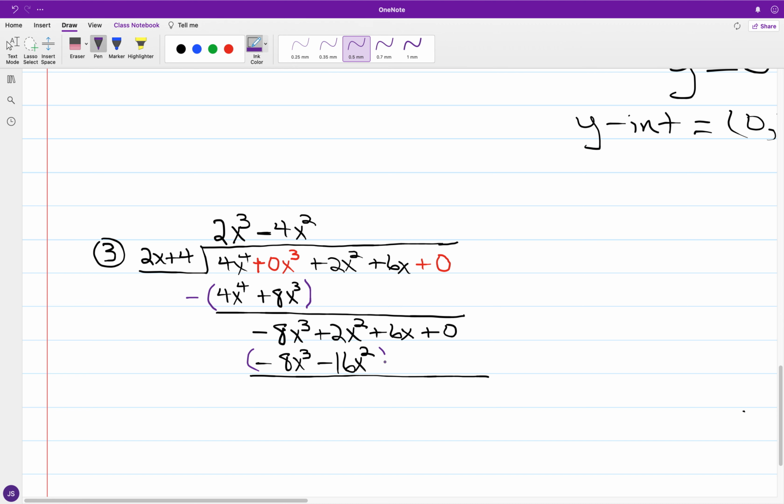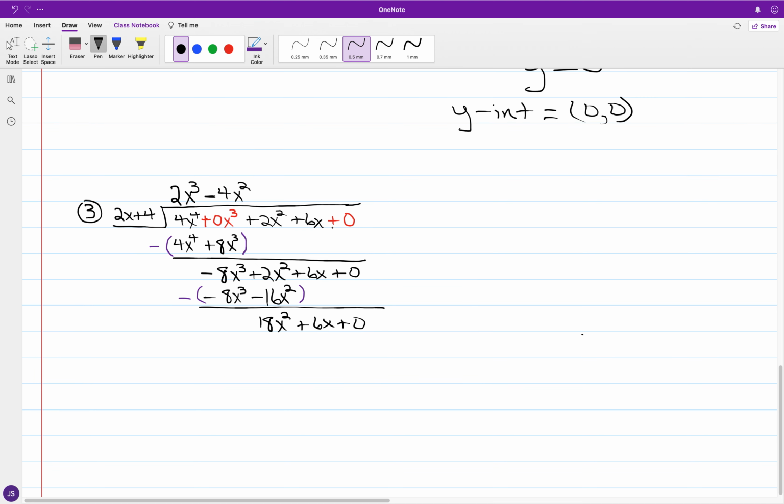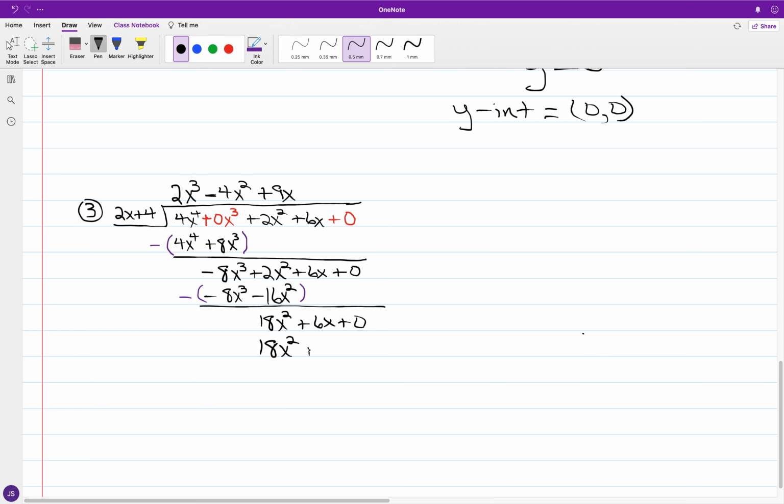And again, distributing subtraction, the cube terms go out. Now we're going to have 2x squared and plus 16x squared, so this will be 18x squared. Now we have plus 6x plus 0. Now we have 2x into 18x squared. So that's going to go 9x times. And distributing, you have 18x squared, and 9x times 4 will be 36x.